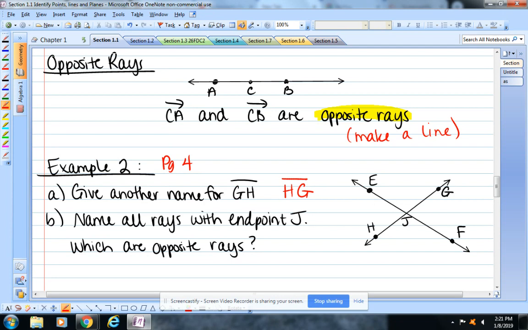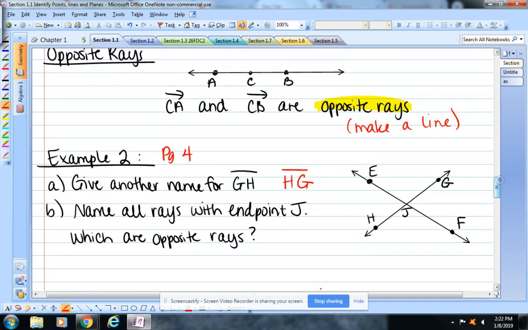It says name all rays with endpoint J. Which ones are opposite rays? How many rays does endpoint J make? There's 4 of them, right? If J is the endpoint, then I got 4 rays shooting off, don't I? Okay? Somebody tell me 2 opposite rays that point J makes.